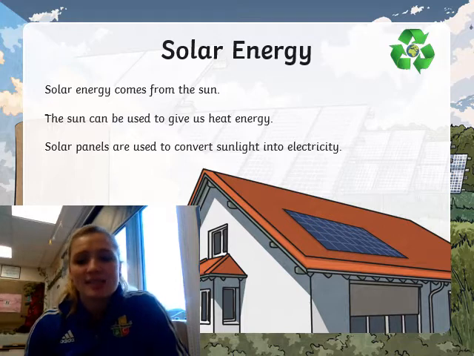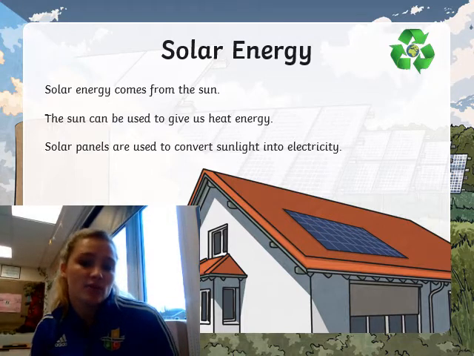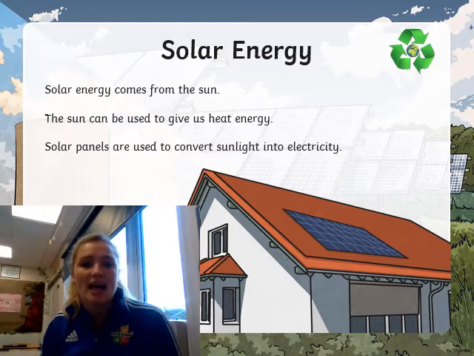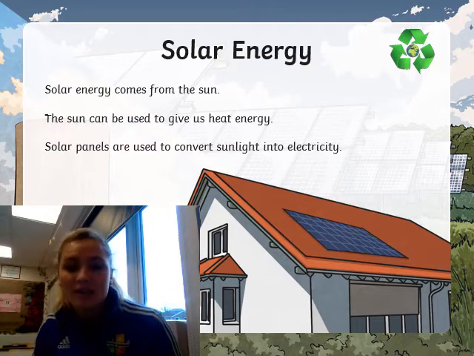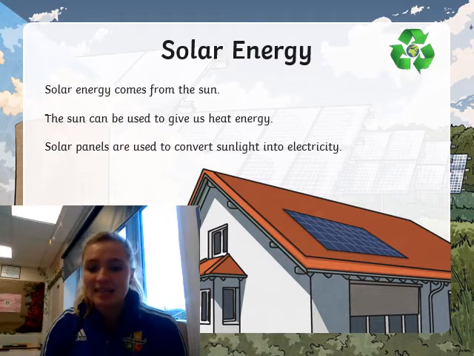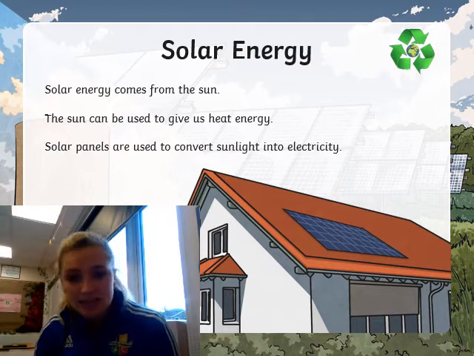So the first type is solar energy. Solar energy comes from the sun. The sun can be used to give us heat energy, and so solar panels are used to convert the sunlight. It takes in all the sunlight from the sun and into these panels, which you can see on this building here.